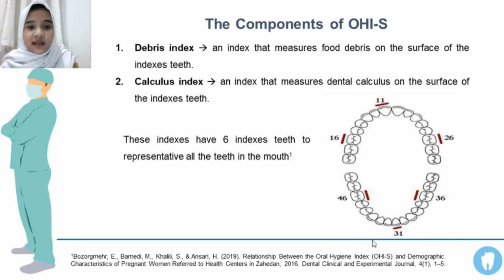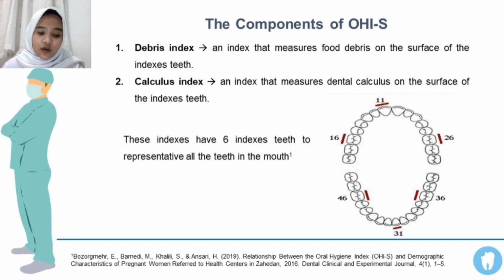Debris index is an index that measures food debris on the surface of index teeth. Calculus index is an index that measures dental calculus on the surface of index teeth. These indexes have 6 index teeth, to represent all the teeth in the mouth. There is the buccal surface of upper molar teeth, 1.6 and 2.6, and the labial surface of upper incisive teeth, 1.1, and the lingual surface of lower molar teeth, there is 4.6 and 3.6, and the labial surface of lower incisive teeth, there is 3.1.